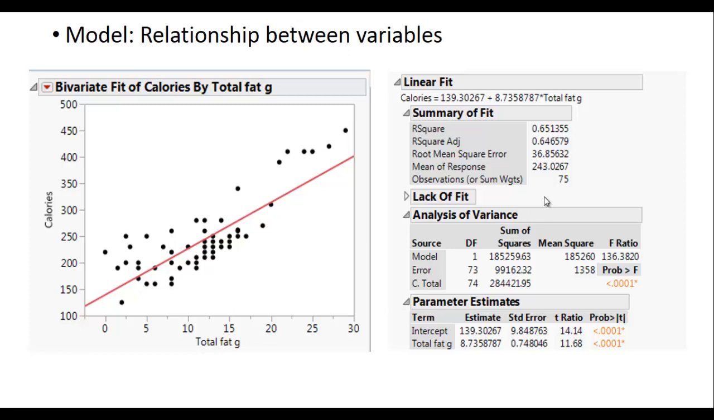Another example of bivariate analysis is regression analysis. The same relationship between calories and total fat. We can fit a regression line and then investigate the output and see how much of the variations of calories are explained by the total fat content of the candy bar, and if the model is significant and valid.